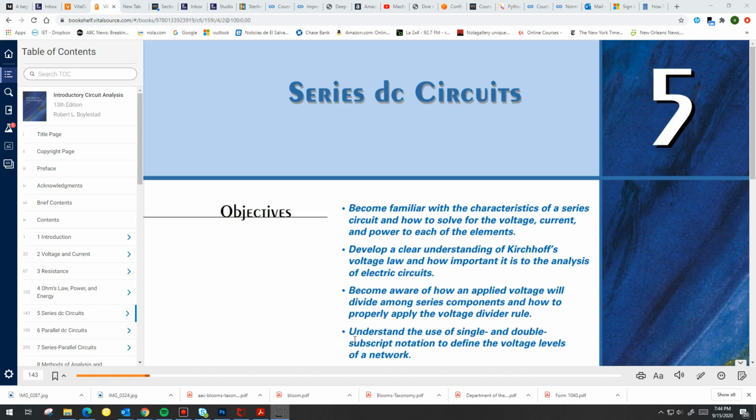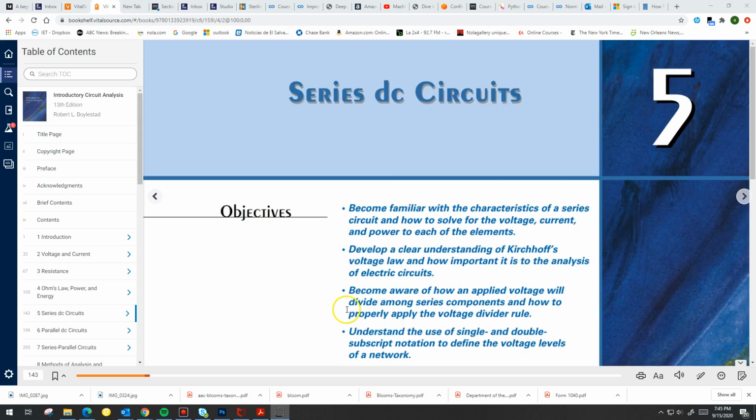In this chapter, we're going to be looking at the characteristics of what we call series connected circuits and how we can solve for voltage, current, and power when we have circuits connected in this way. This is one way of connecting circuits. It's not the only way, but it's probably the simplest way of connecting elements in a circuit. We're also going to talk about a very important law called Kirchhoff's voltage law, and how it applies to the analysis of circuits.